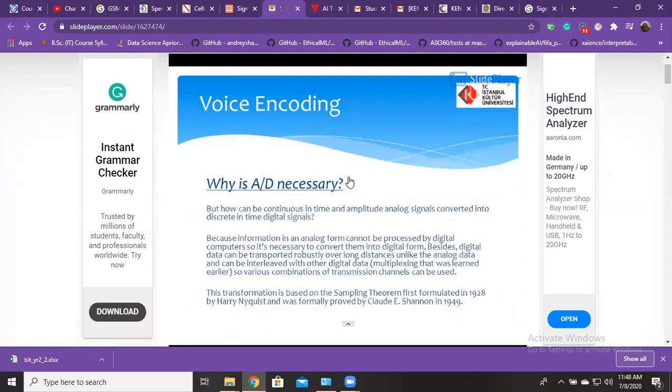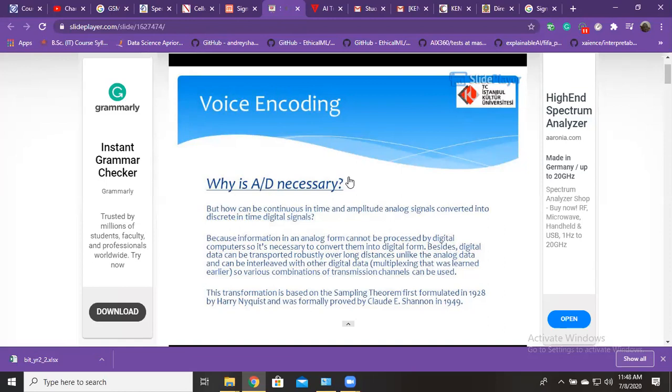Voice encoding, why is AD necessary? But how can continuous in time and amplitude analog signals be converted into discrete in time digital signals? Because information in an analog form cannot be processed by digital computers, so it's necessary to convert them into digital form. Besides, digital data can be transported robustly over long distances, unlike the analog data, and can be interleaved with other digital data, multiplexing that was learned earlier. So various combinations of transmission channels can be used.